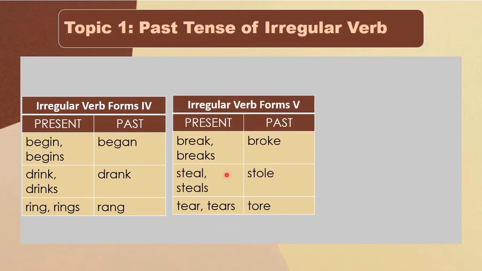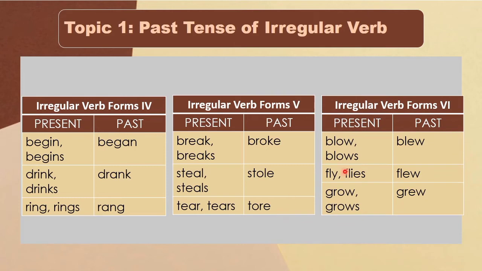The fifth form of irregular verbs. Break and breaks will become broke. Steal and steals will become stole. Tear and tears will become tore.